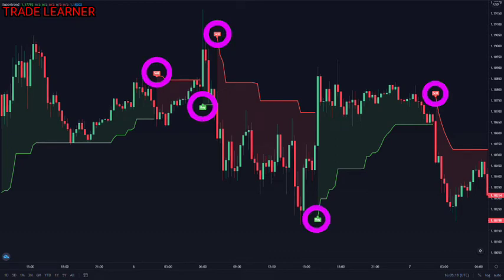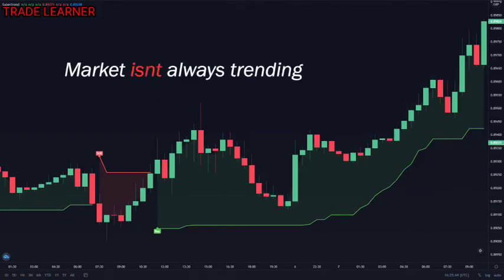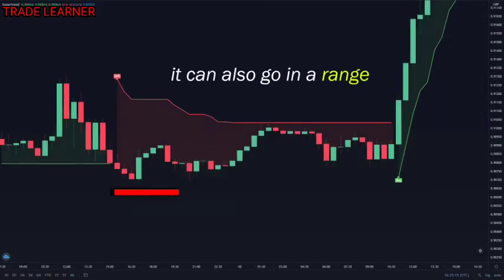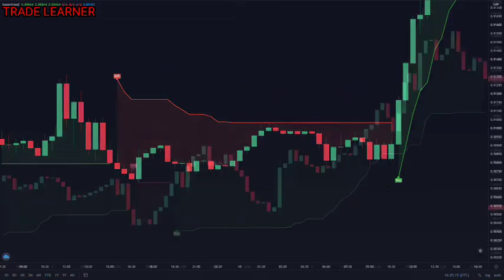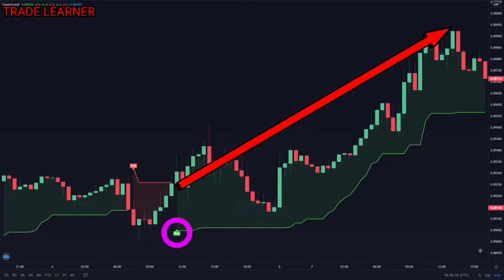There are no stops. This can be a huge problem because if you're a trader, you need to know that the market isn't always trending. The market can also go in a range. Because the SuperTrend is constantly showing signals non-stop, it will also show signals when the market is in a range. Like in this example, you can see that the market was in an uptrend and the SuperTrend displayed a buy signal.